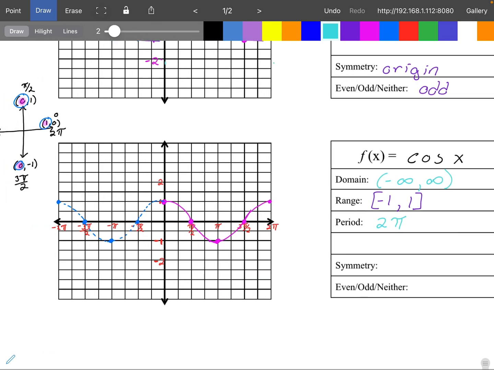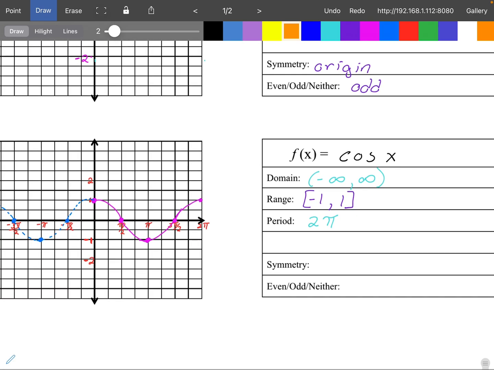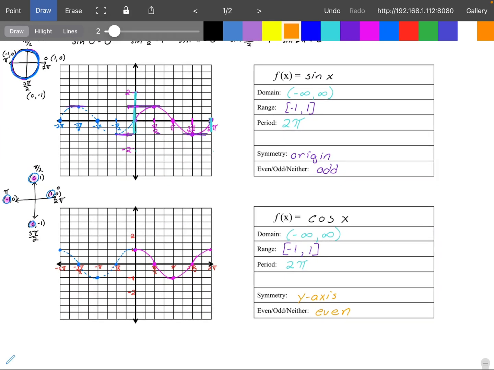Our symmetry. Now, if we look at how symmetrical this one is, it's a little bit easier to see. So if we look at this, if we folded it on the y-axis, then it's going to match. Every point over here on the positive side has a matching point over here on the negative side. Therefore, this one is going to have y-axis symmetry. And the cosine function is an even function. All right, those are our parent functions.